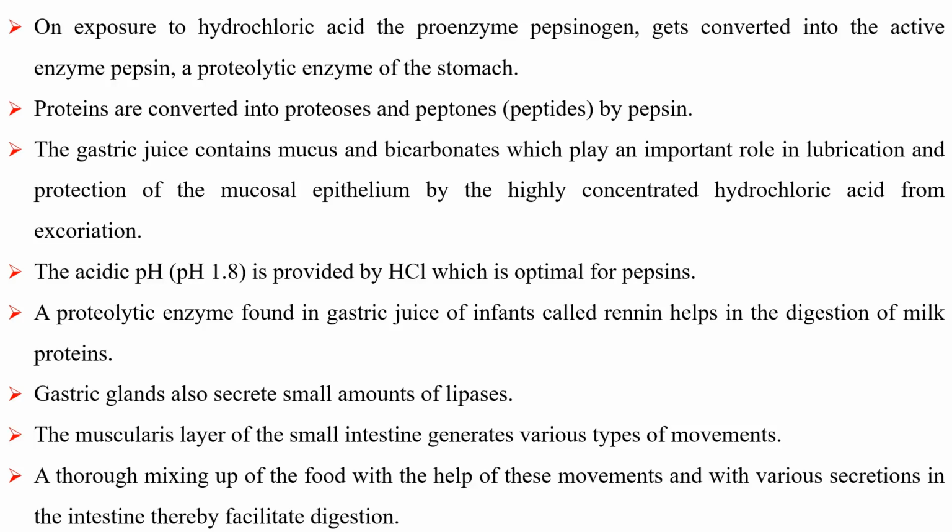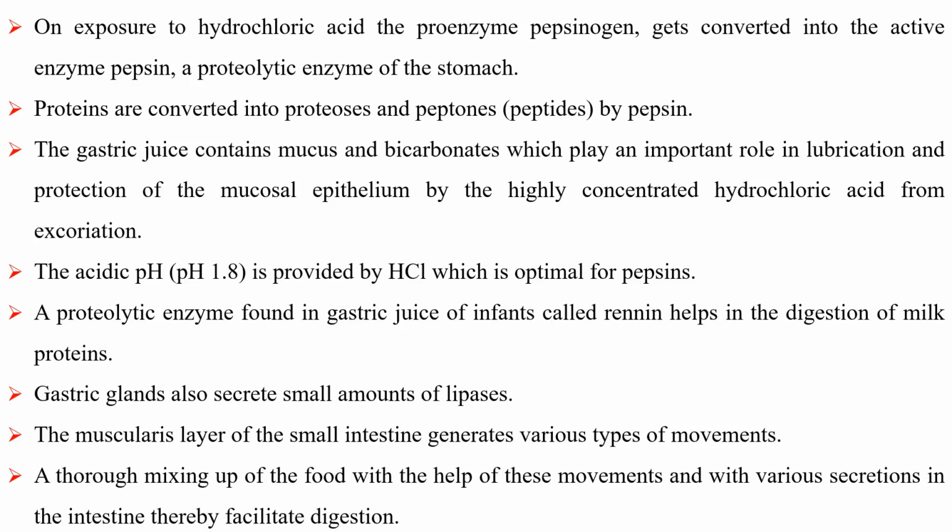The gastric juice contains mucus and bicarbonates, which play an important role in lubrication and protection of the mucosal epithelium from excoriation by the highly concentrated hydrochloric acid. The acidic pH is provided by HCl, which is optimal for pepsins. The proteolytic enzyme found in the gastric juice of infants, called renin, helps in the digestion of milk proteins. Gastric glands also secrete small amounts of lipases.